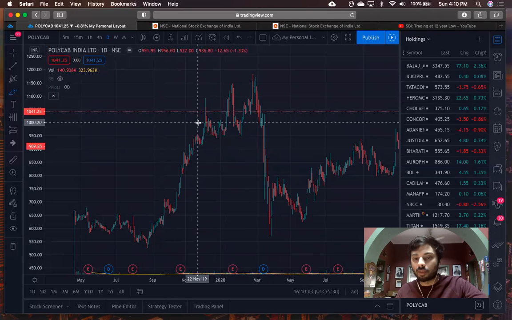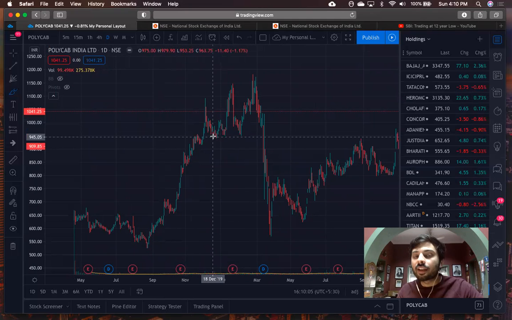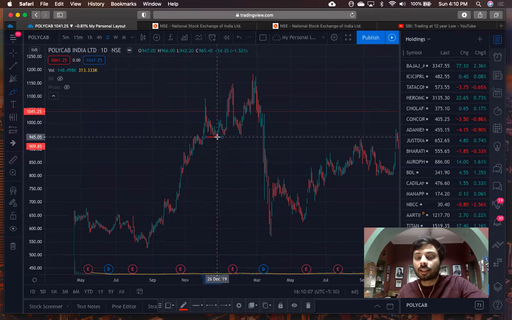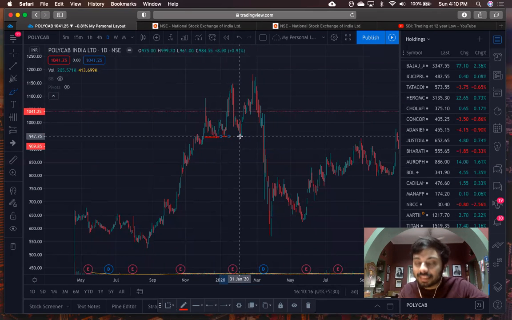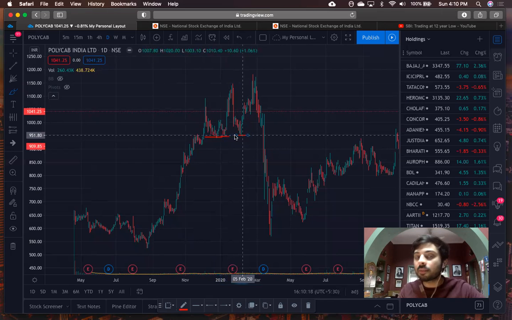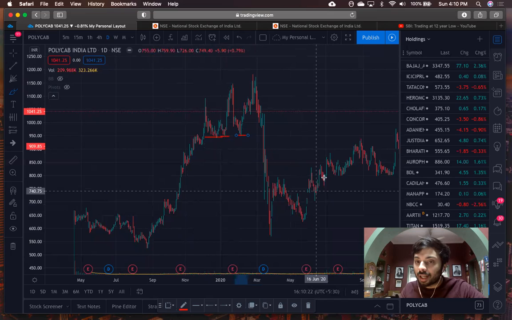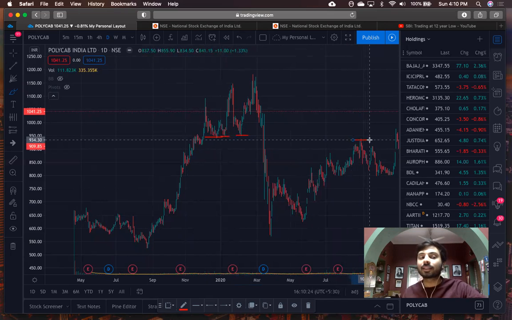It had a wonderful run up. But at these levels of 950, it stopped here on 26th December 2019. Even on 7th Jan 2020, it stopped. Even on 31st Jan, it stopped. Same level. It's been holding true. And when the coronavirus things happened and markets went up, it again stopped at the same level. So I was getting a feeling it's a multi-year level. It is going to be pivotal for you.